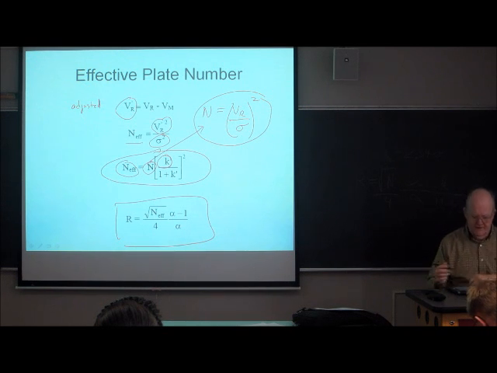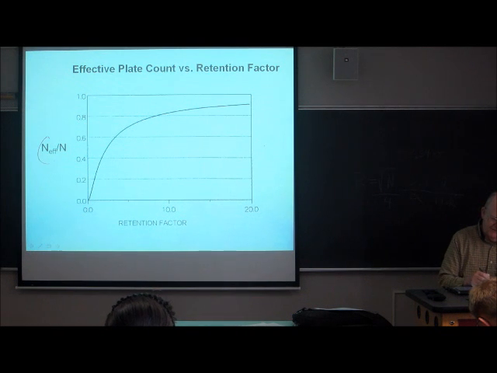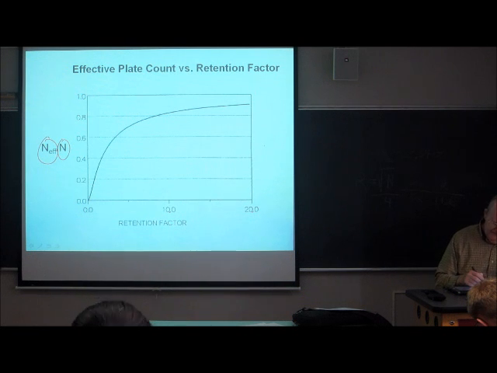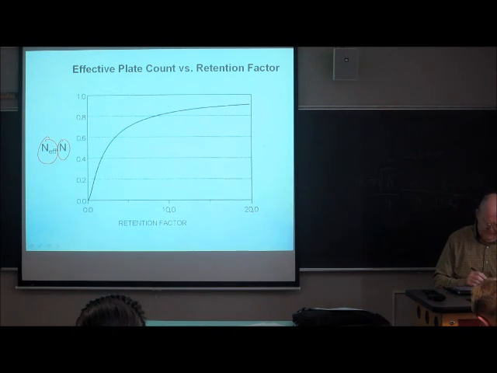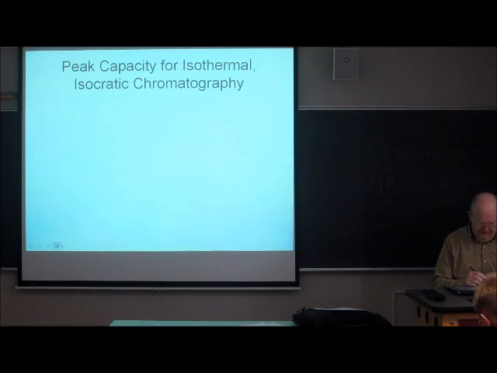So, two different understandings of this effective plate number. Here's a plot of effective plate number divided by the conventional plate number versus retention factor. This is 10, this is 20. You can see it just goes up and very slowly, asymptotically approaches unity. And it just follows that relationship between the effective and the conventional plate count.